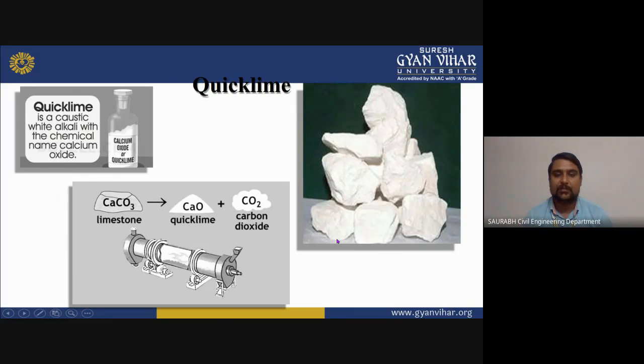Now we will see quicklime here. Quicklime is a caustic white alkali with the chemical name calcium oxide. We can also call it calcium oxide. As you can see here, limestone gives quicklime plus carbon dioxide. As you can see, this is a photograph of quicklime.